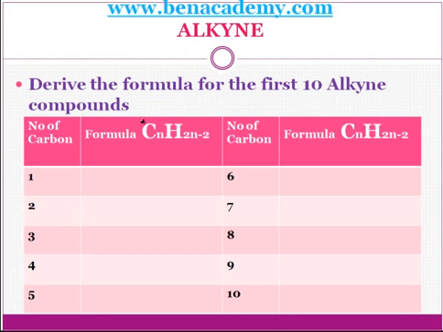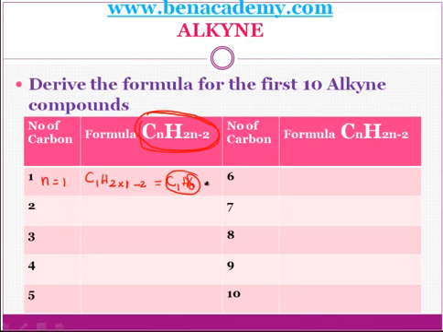Just now we have learnt the general formula for alkyne is CnH2n minus 2. Now let us see one by one. If the number of carbon is 1, that is n is equal to 1, what will be the formula? C1H, 2 into 1 minus 2, that is C1H0. Therefore there is no hydrogen, so it cannot be a compound. Alkyne with 1 carbon does not exist. When n is equal to 2, we get C2H, 2 times 2 is 4, 4 minus 2 is 2, therefore C2H2. If n is equal to 3, then the formula will be C3H, 2 into 3 is 6, 6 minus 2 is 4, therefore C3H4.